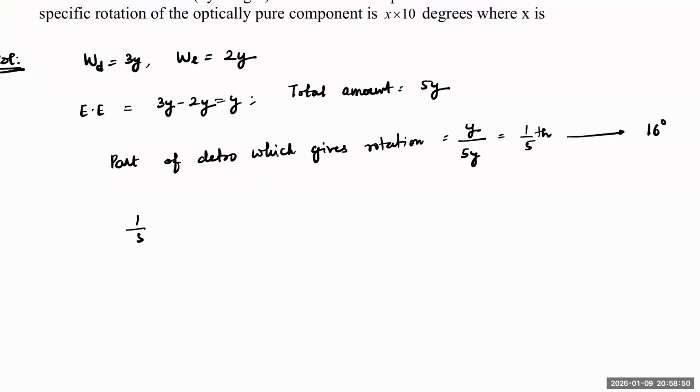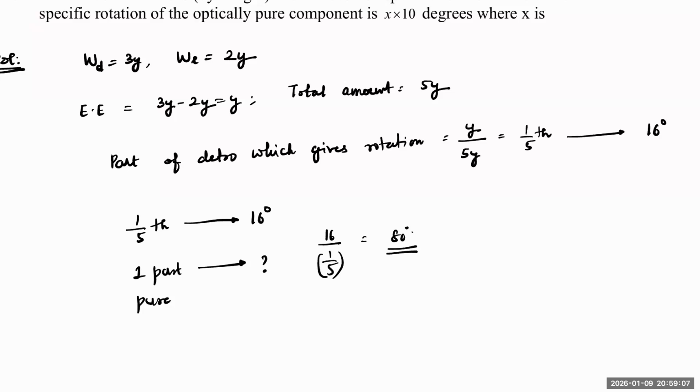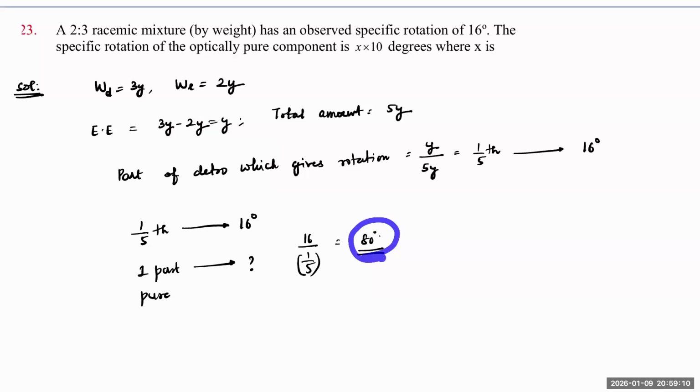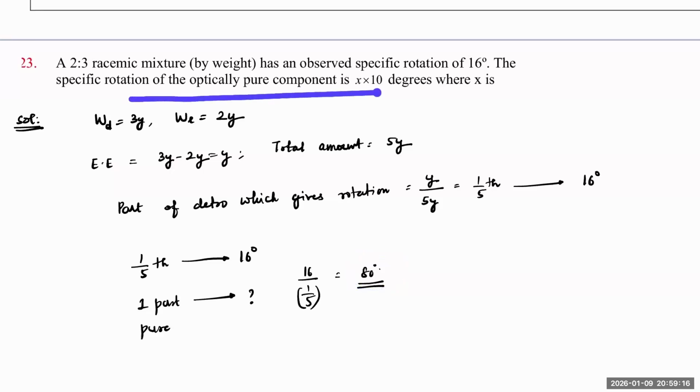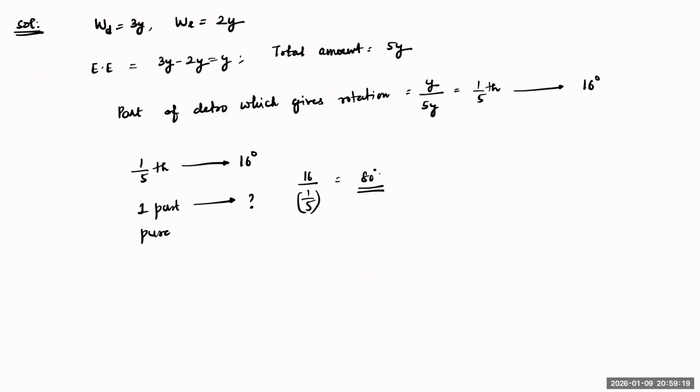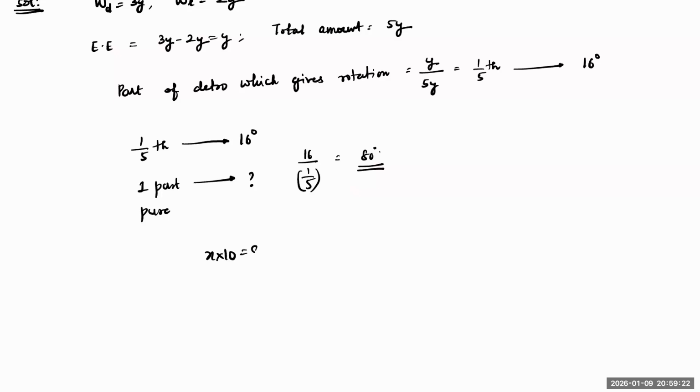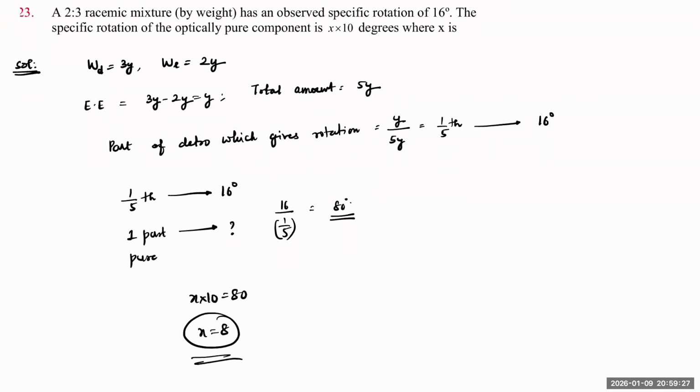So if 1 by 5th part is giving 16 degrees, then one part of dextro, pure form, one part means only dextro, will give you how much? So that makes it 16 divided by 1 by 5, which is equal to 80 degrees. So the pure dextro form is 80 degrees, and pure levo form is minus 80 degrees. If I have to write that 80 in terms of x into 10, then x into 10 is equal to 80, so x is equal to 8. Clear everybody?